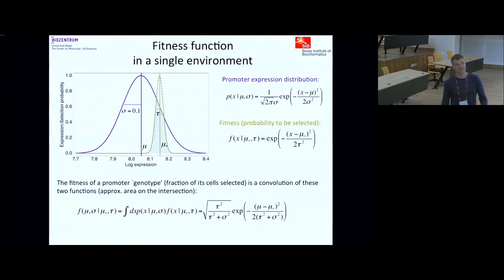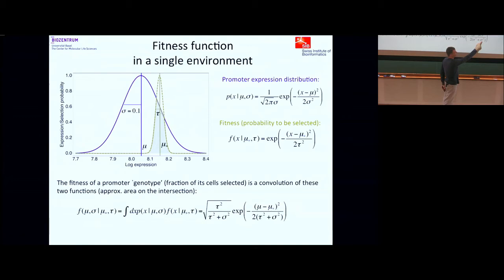It's given by the difference between the mean of the promoter and the target level squared, divided by the sum of the variances, namely the width of the target level and the width of the distribution of the promoter.